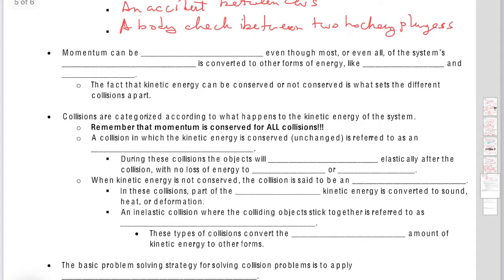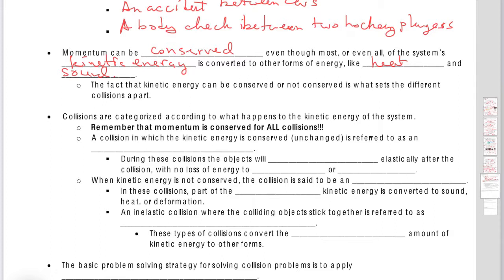that momentum can be conserved even though most or even all of a system's kinetic energy is converted to other forms of energy such as heat and sound. These are the two big ones: if there's any kind of loss of kinetic energy, it's generally heat and sound. But the fact that kinetic energy can be conserved or not conserved is what sets collisions apart.